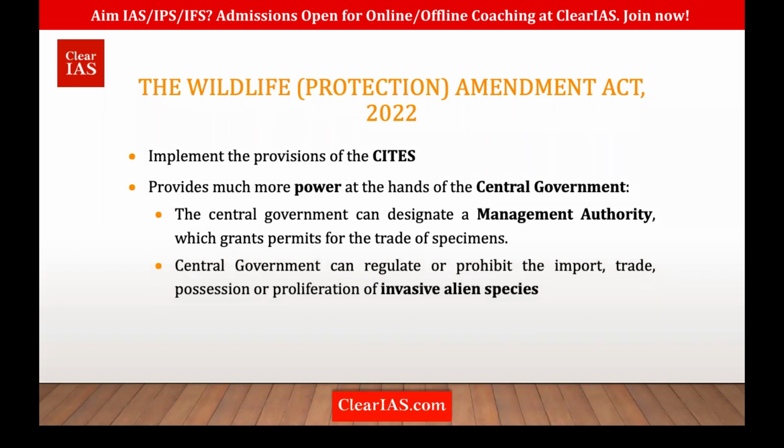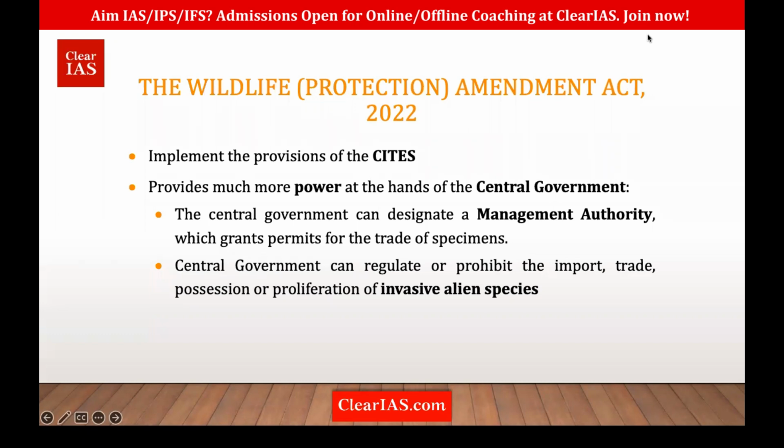Clear? Then the second provision, where the central government has high power, is with respect to invasive alien species. What are these invasive alien species? There are certain species that would not be native to a particular place, like a species such as sea urchin. It wouldn't be common in that area. It wouldn't be endemic. It will be brought from the outside world, right?